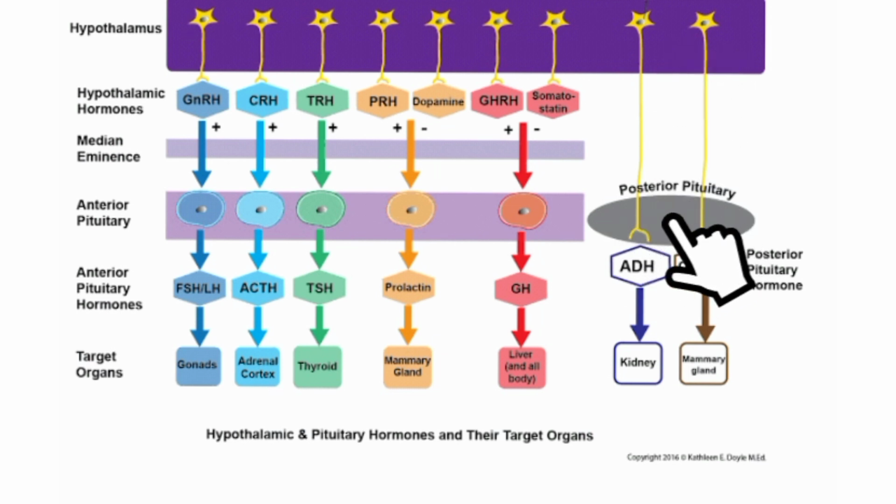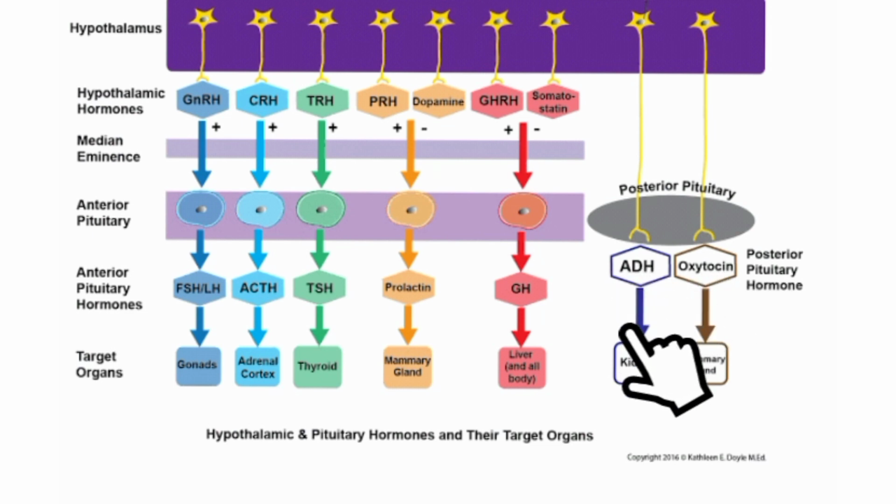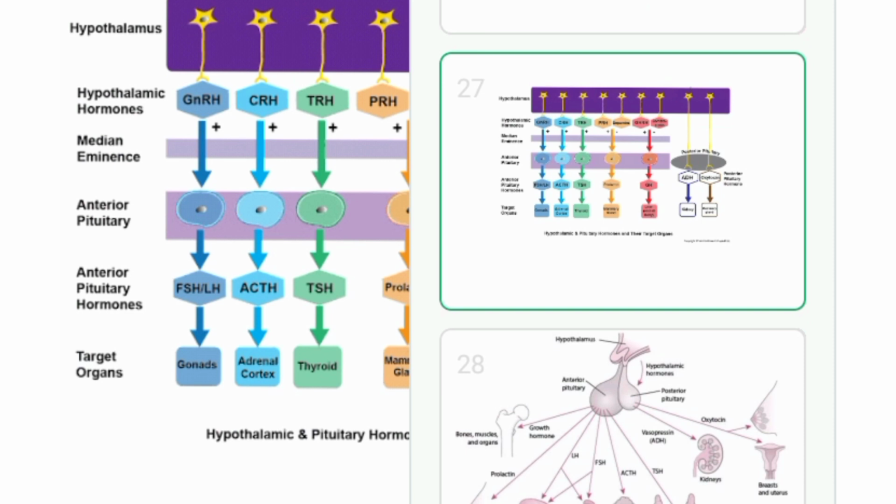Then we have the posterior pituitary, which stores the hormones which are actually produced by the hypothalamus and come via nerve fibers to be stored in the posterior pituitary, which include antidiuretic hormone and oxytocin. Antidiuretic hormone, as the name indicates, prevents diuresis, that is, it causes water retention from the kidneys. Then oxytocin has an effect on the mammary glands, and it also has a role in labor. I will again summarize them in another, much better presentation.